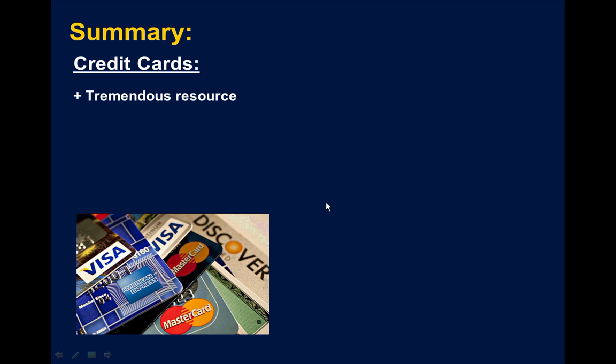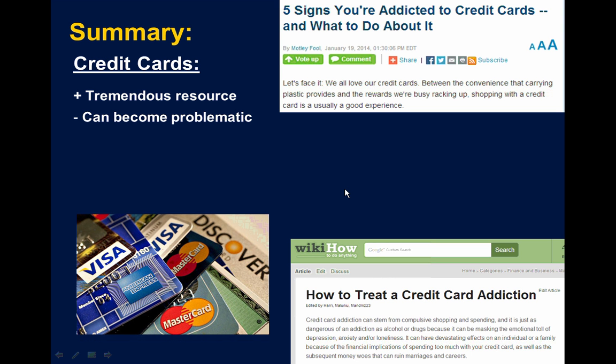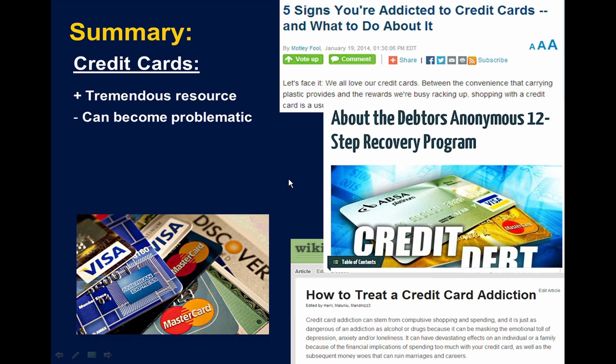In summary, credit cards can be a tremendous resource, but they can also be very dangerous. There's a reason why there's all these signs out here about people being addicted to cards and how to get rid of your addiction. There's 12-step programs like the ones they have for alcoholics and for drug addicts. There's a reason for this. It's a lot like gambling for some people. They get hooked on it. They think it's fun. They can go buy stuff without any responsibility. It does catch up with you. Be careful. Keep yourself under control and maintain financial discipline. So credit cards aren't bad, but you've got to use them responsibly.